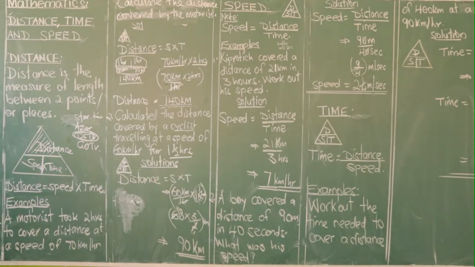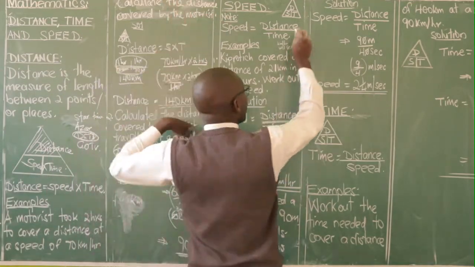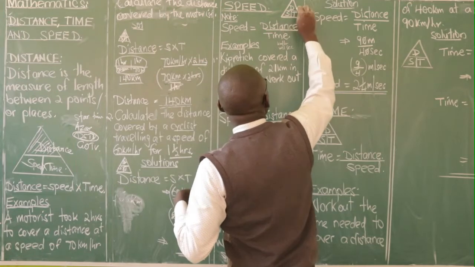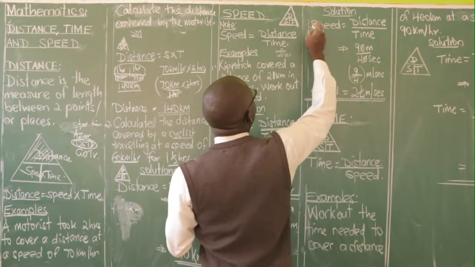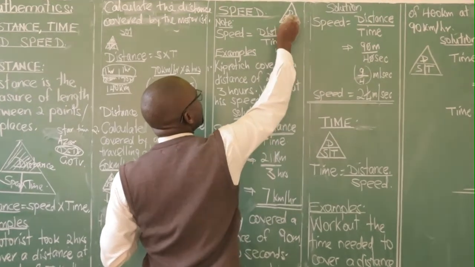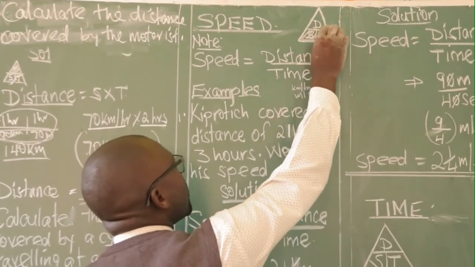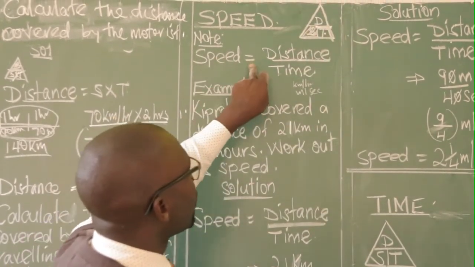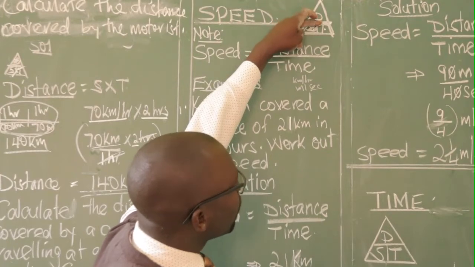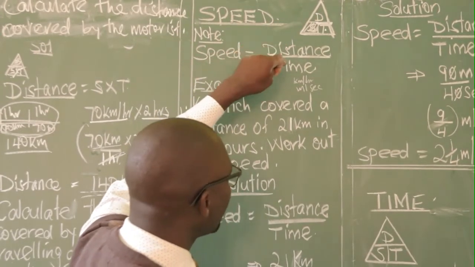Now, let's look at how we find speed. Our triangle will come here, the DSTV, and we shall now shade speed. And now D is up and down is T. So because of this bar here, we shall say speed equals distance out of time. Distance out of time. Distance divided by time.